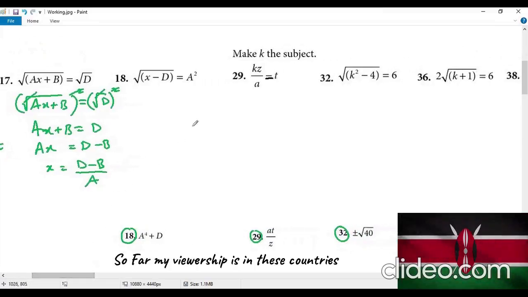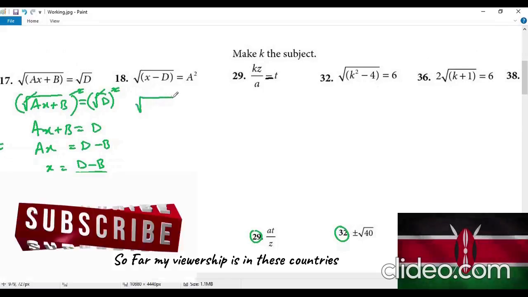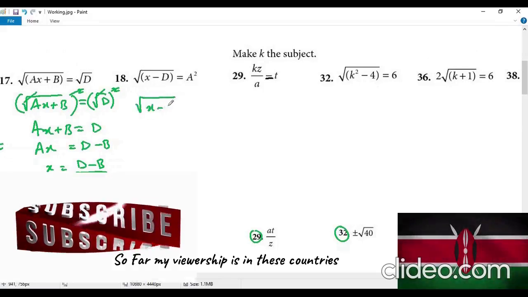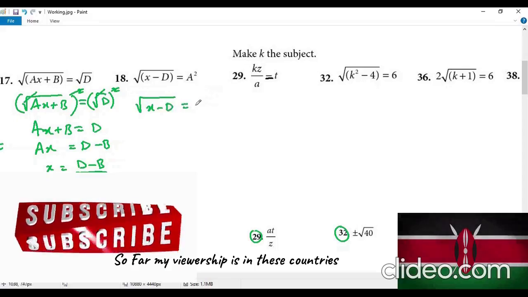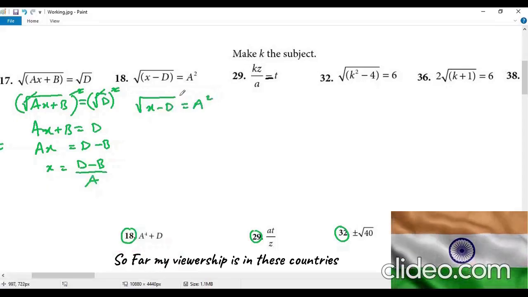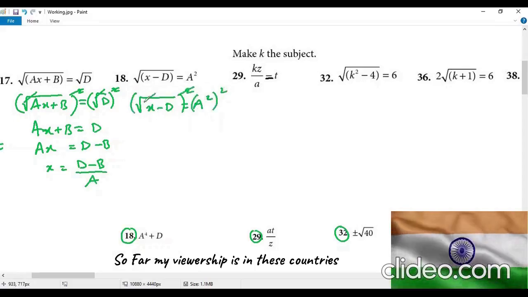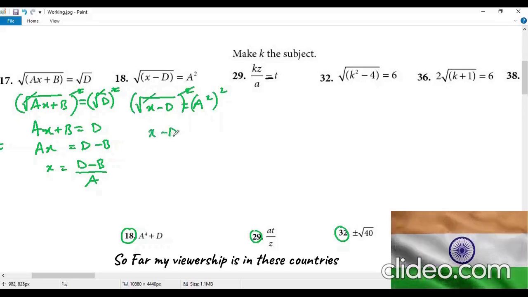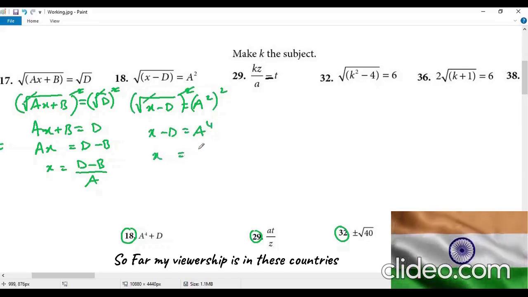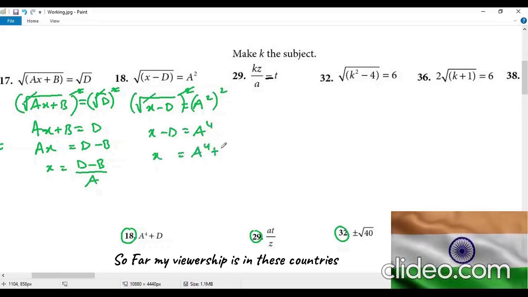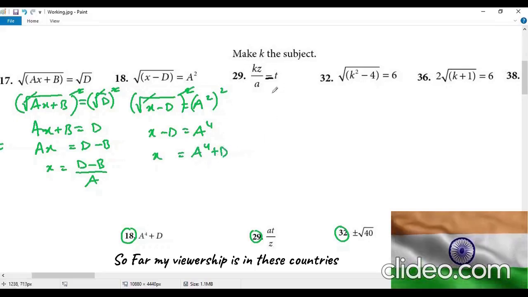When it comes to question number 18, one side has a radical sign, the other side is a power. So we are going to remove this square root sign, and the way is to square both the sides. If both the sides are squared like this, the square is going to cancel the root, and x minus d is going to equal a power 4, and x will stay here, and a power 4 plus d is going to be your final answer.